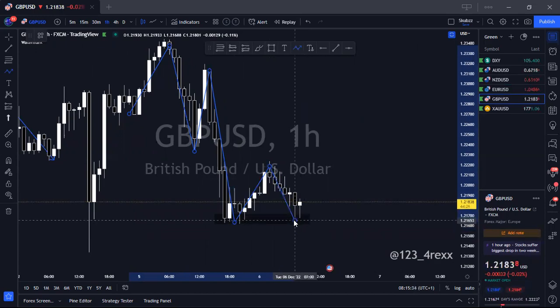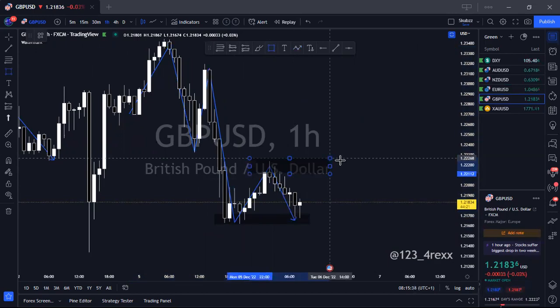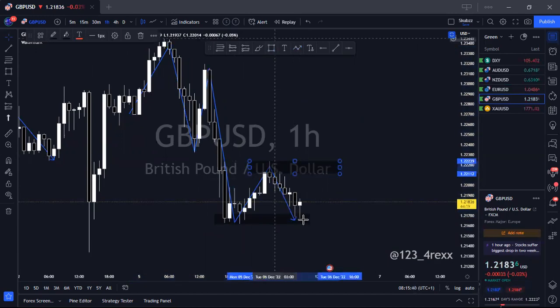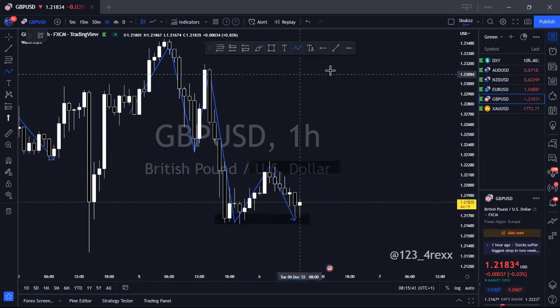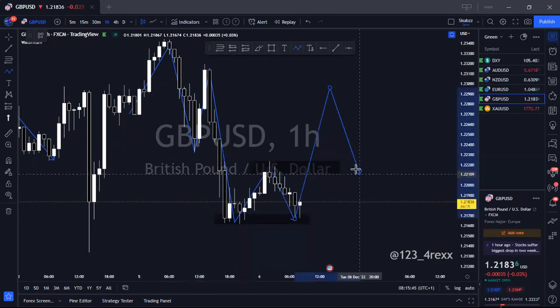What if we don't see a break of structure of that low? We can pay attention to this high here, and see whether we'll have a break of structure to the upside, then a retest. So that's what I'm going to be looking for on GBP/USD.